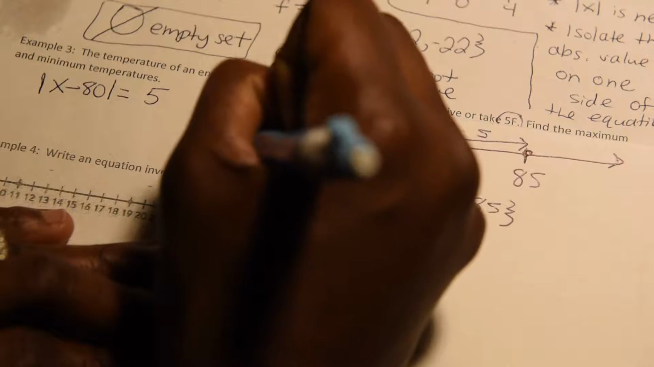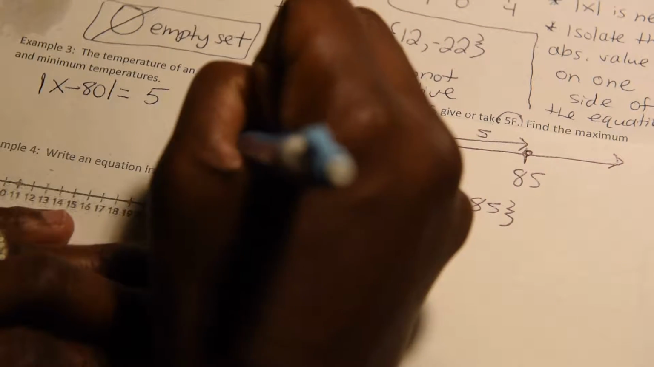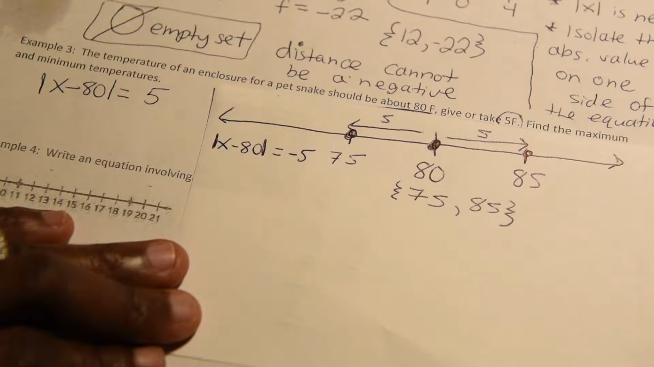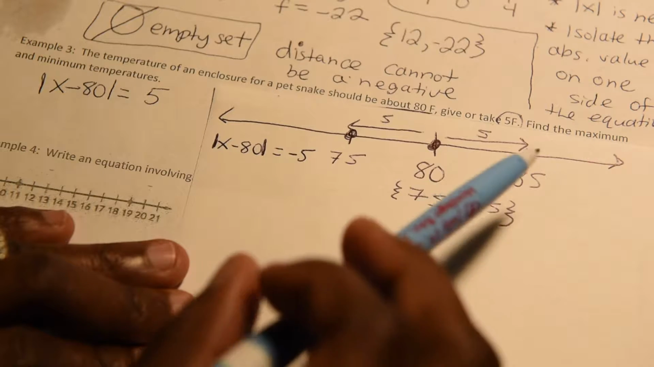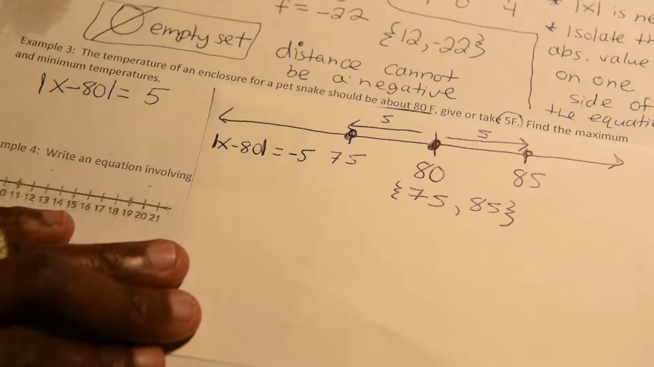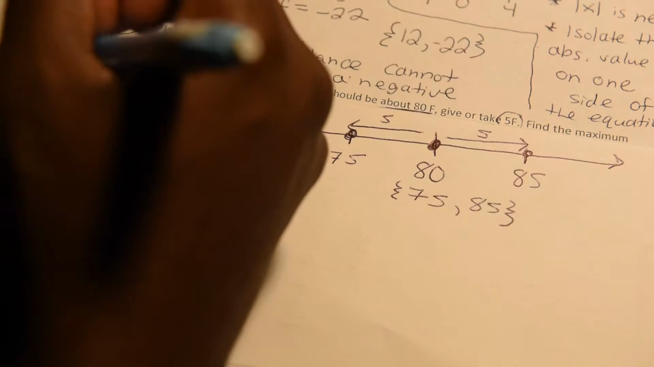Hopefully you're saying the distance between x and 80 is equal to negative 5 degrees. Everybody got it? So my distance that I'm traveling to the left or right is going to always be on the outside of the equal sign. Everybody got it? Okay, so we add 80 to both sides.